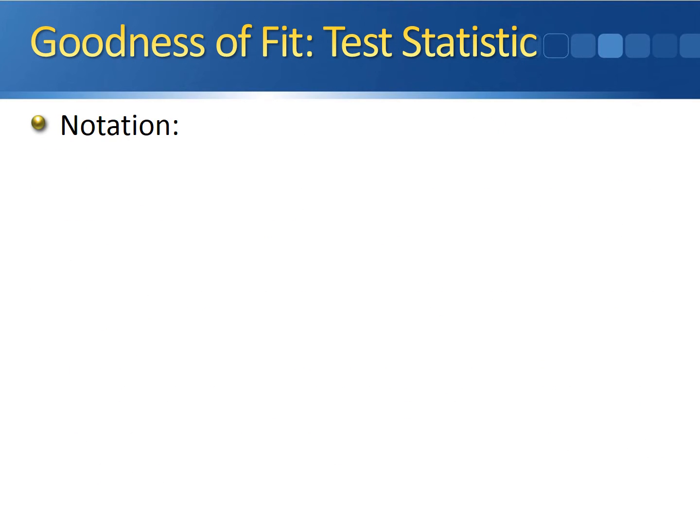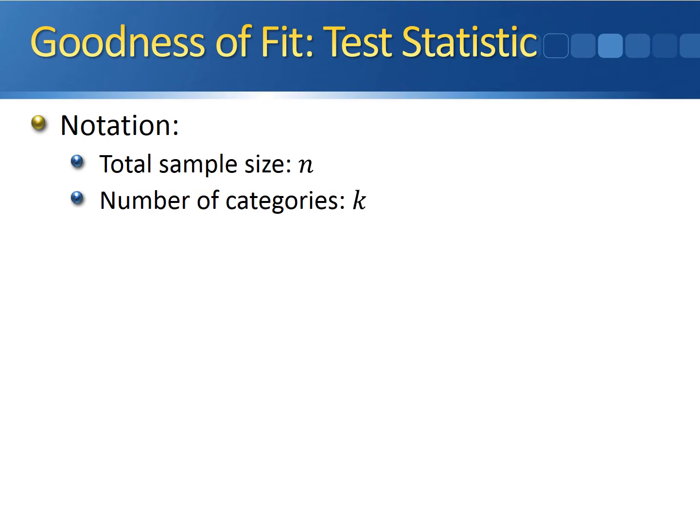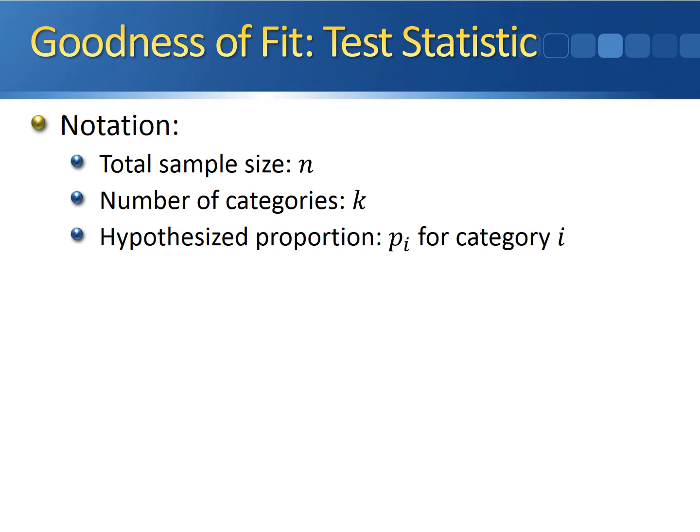Here's the notation that we're going to use to calculate the test statistic. We'll have a total sample size of n. The number of categories in the variable that we're looking at is equal to k. And the hypothesized proportions are going to be denoted p sub i for each category.